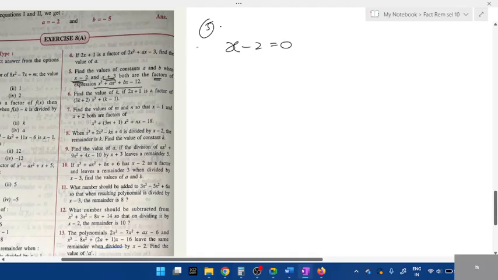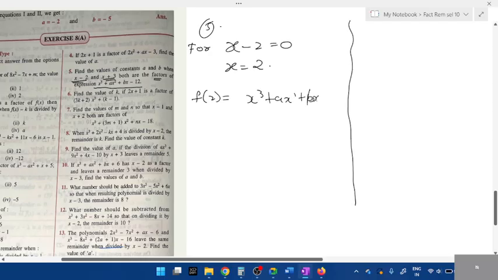See, this is how we have to solve. For x minus 2 is equal to 0, what is the x value? 2. For both, you have to solve for the x value, students, and for both you should use the same equation. If x is 2, what do you get? F of 2 is equal to x cube plus ax square plus bx minus 12. Have they mentioned that this is a factor? Take it as 0. 2 cube plus a into 2 square plus 2b minus 12 is equal to 0.